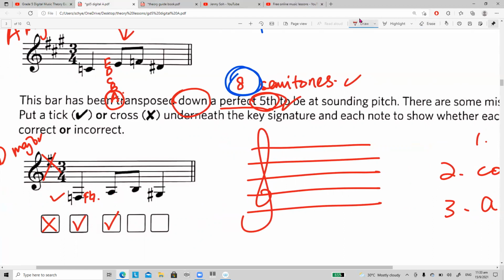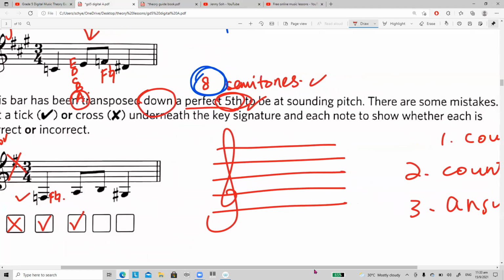Next, this is an F natural. So F, count 5 steps down on the stave. Okay, F, E, D, C, B. Okay, so this is a B. Correct. The note is correct.